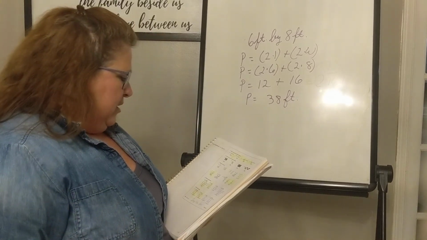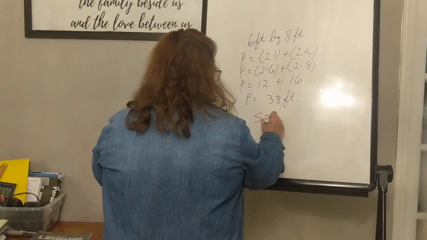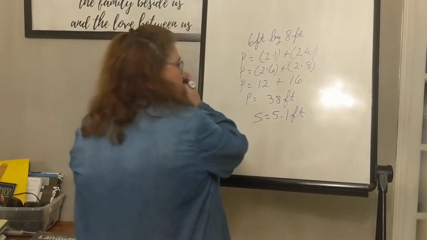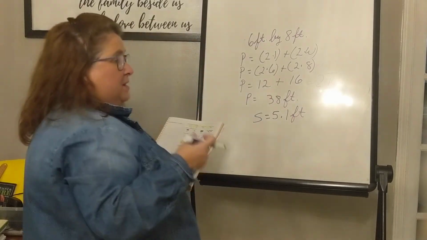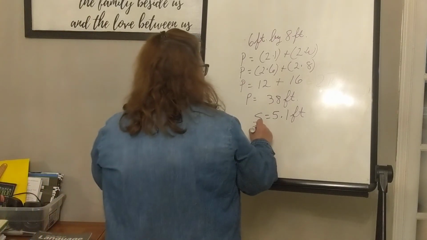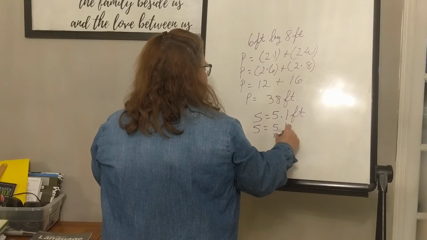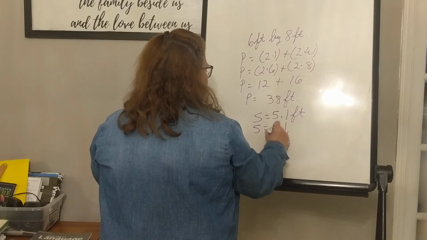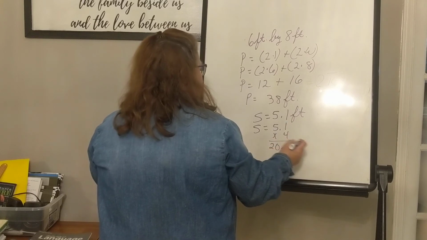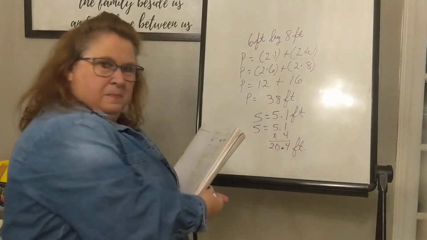Okay, and then letter B, we're finding the perimeter of a square, and the side equals 5.1 feet. So to find the perimeter of the square, we can say side plus side plus side plus side, or we can say side times 4. So side equals 5.1 times 4. 1 times 4 is 4. 5 times 4 is 20. We have 1 decimal place. So our perimeter is 20.4 feet. Okay?